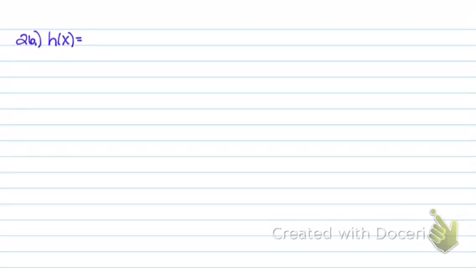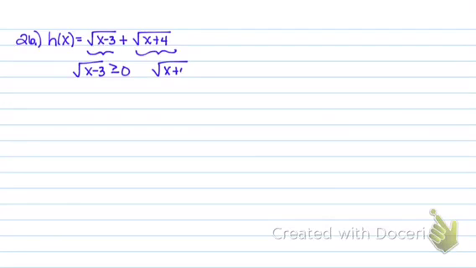So we have the square root of x minus 3 plus the square root of x plus 4. All right, well, we've got two radicals here, and so we know that both of these have to be greater than or equal to 0. Now remember, x has to be able to make both of these true. So first, let's go ahead and solve each one of them.